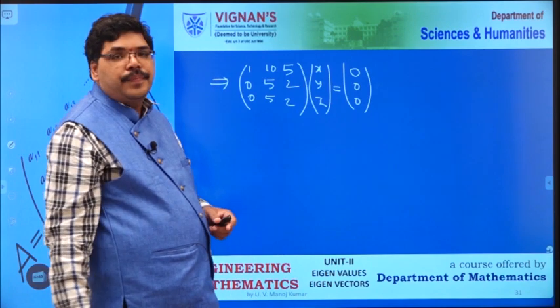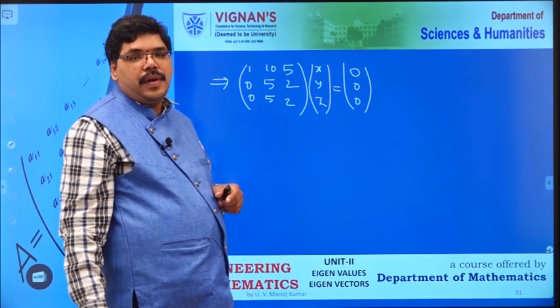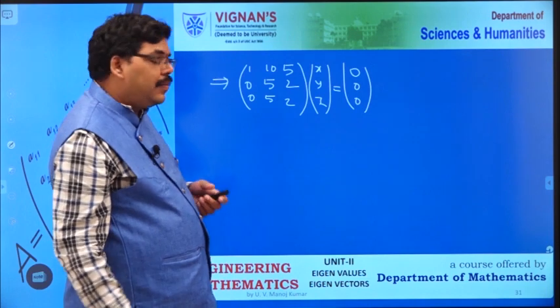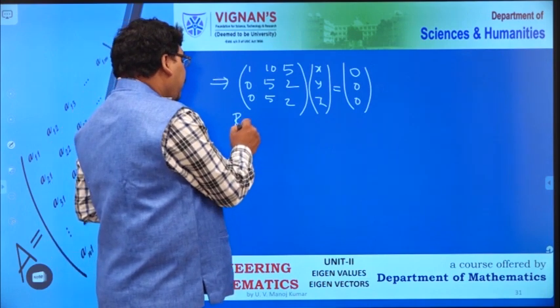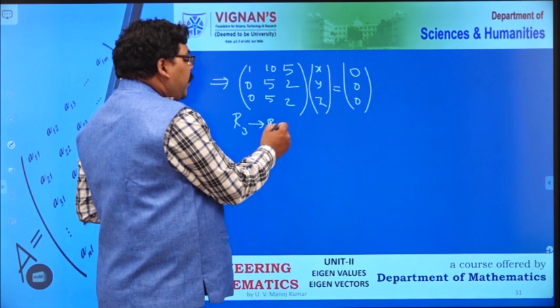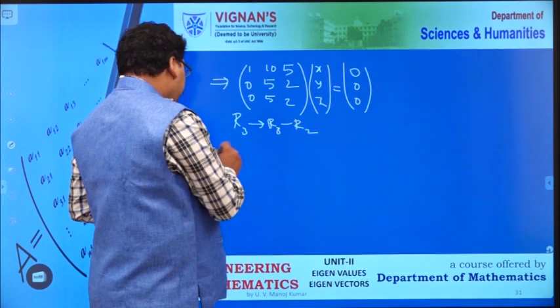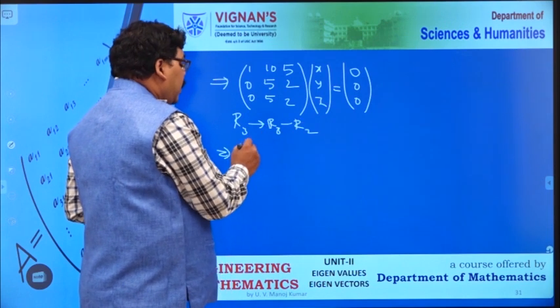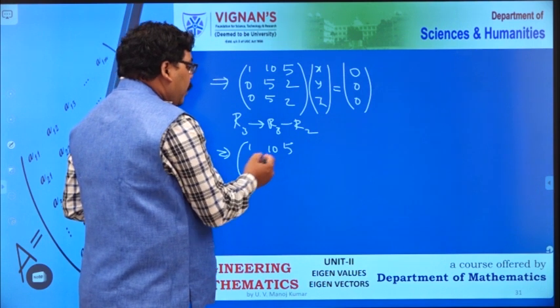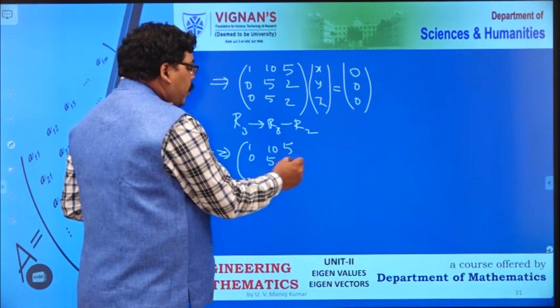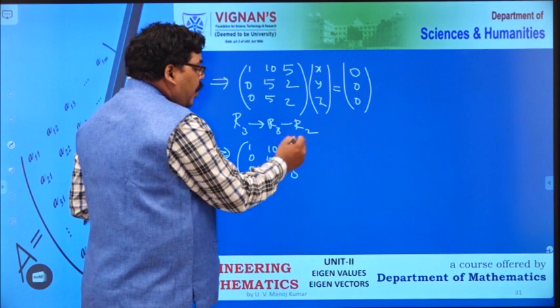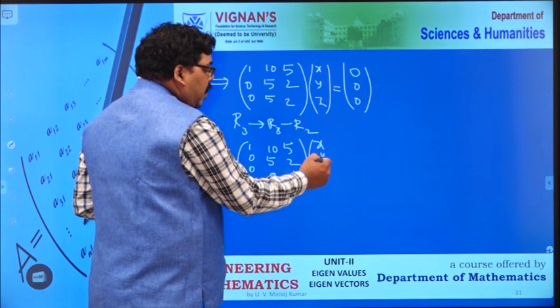Now, again it is not in echelon form. I will apply one more row operation. What is that? R3 changes to R3 minus R2. So when I apply this row operation, I will get 1, 10, 5, 0, 5, 2 and 0, 0, 0. Now the matrix A is in echelon form.